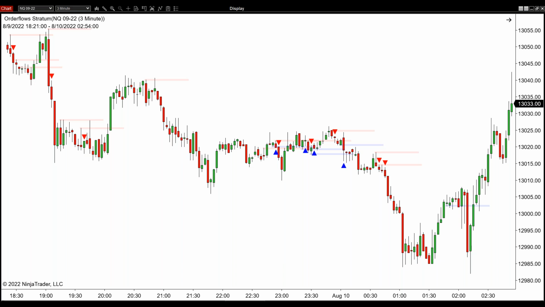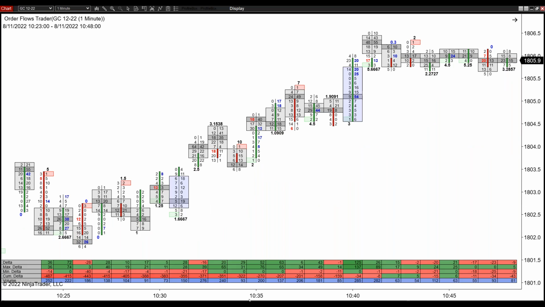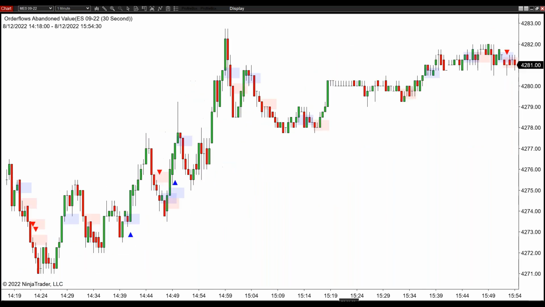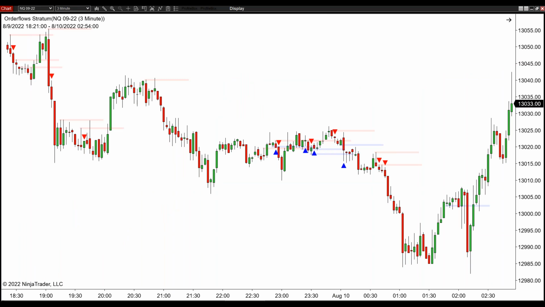Usually, I'll run different indicators. Every chart's going to have a different indicator, right? For example, Flows Plow, Flows Force, Abandoned Value. Each chart is going to have its own indicator running on it.